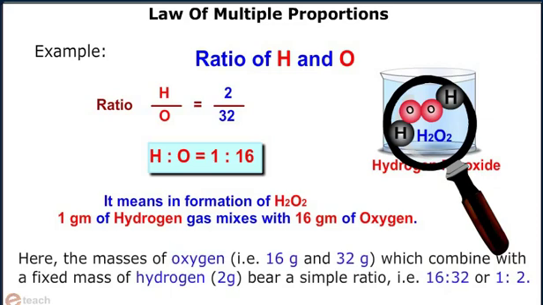Here, the masses of oxygen, that is 16 grams and 32 grams, which combine with a fixed mass of hydrogen, 2 grams, bear a simple ratio, that is 16:32 or 1:2.